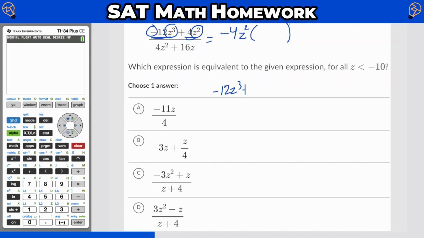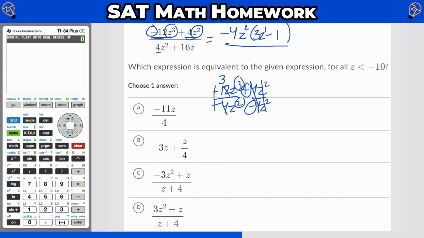-12z cubed plus 4z squared. And we're taking out a -4z squared, which essentially means we're doing division. Now, what's left is a +3, and then we go ahead and subtract the exponents based on the properties of exponents. So 3 minus 2 is 1, so z to the first. The signs here are different, so we get a negative. The 4's cancel, as do the z squareds. So we don't just get 0, we get 1, because anything over itself is 1.